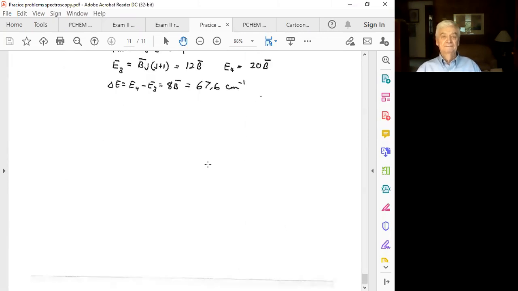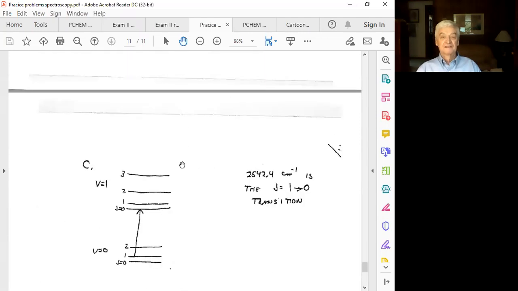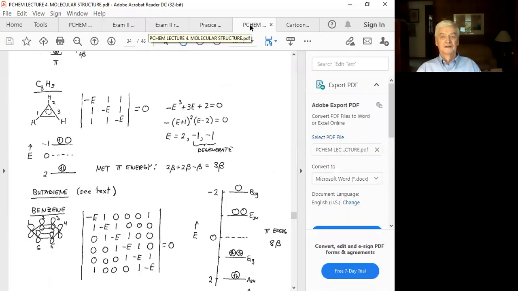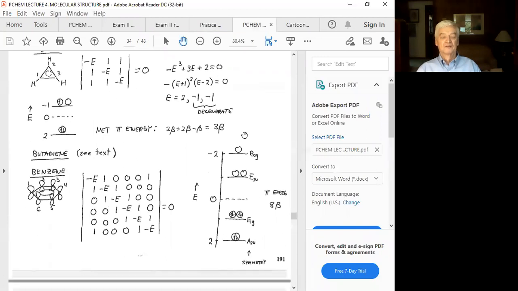Okay, actually, I think that is everything I might have for the review. What do I have here? Okay, we already went over the Hückel part. So I can take added questions if you like, but do the practice problems.